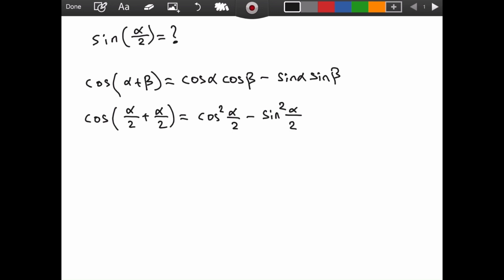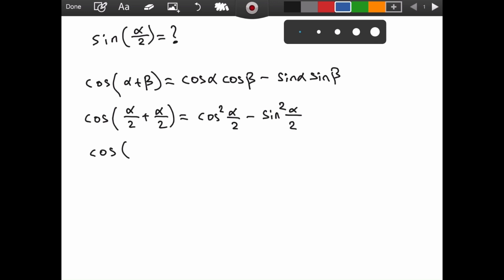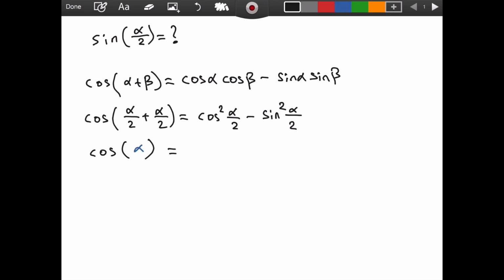Now, I'm just going to sum this parentheses. It is going to give us alpha. So let's just write that. We have cosine of, and let's switch colors. Why not? Alpha. Cosine of alpha on the left side. On the right, we have cosine squared of alpha over 2 minus sine squared of alpha over 2.